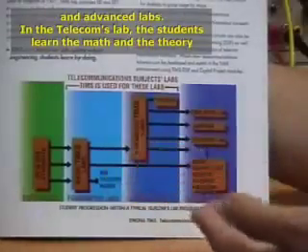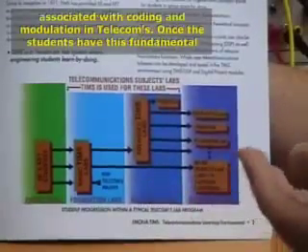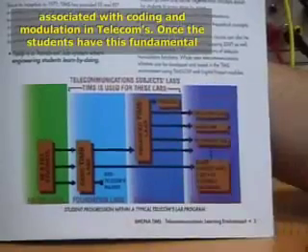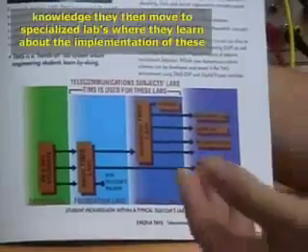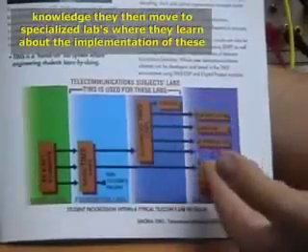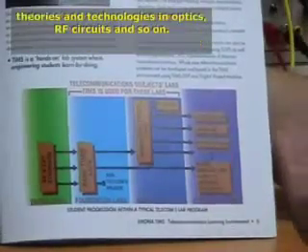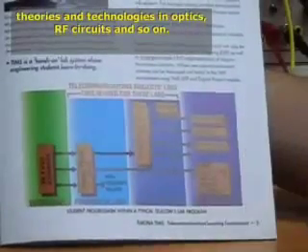In the telecommunications lab, the students learn the math and the theory associated with coding and modulation in telecommunications. Once the students have this fundamental knowledge, they then move to specialised labs where they learn about the implementation of these theories and these technologies in optics, RF circuits and so on.